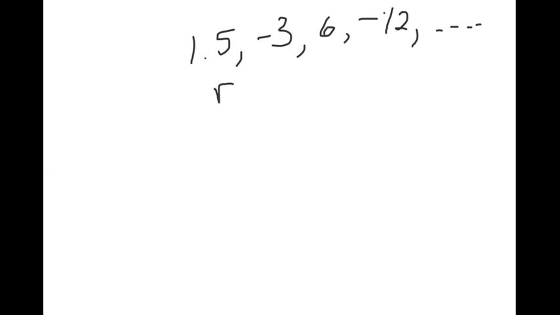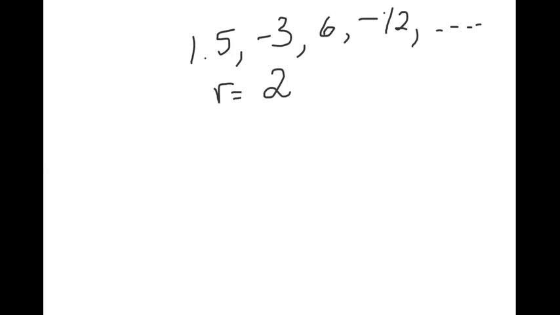So guys, here's the next one. This one is 1.5, comma, -3, comma, 6, comma, -12. This is the geometric sequence. All right, guys. So here's the first question. What is the common ratio? What is that number we're multiplying each term by to get to the next one? By the way, we call that the pattern. What's the pattern, okay? 2?